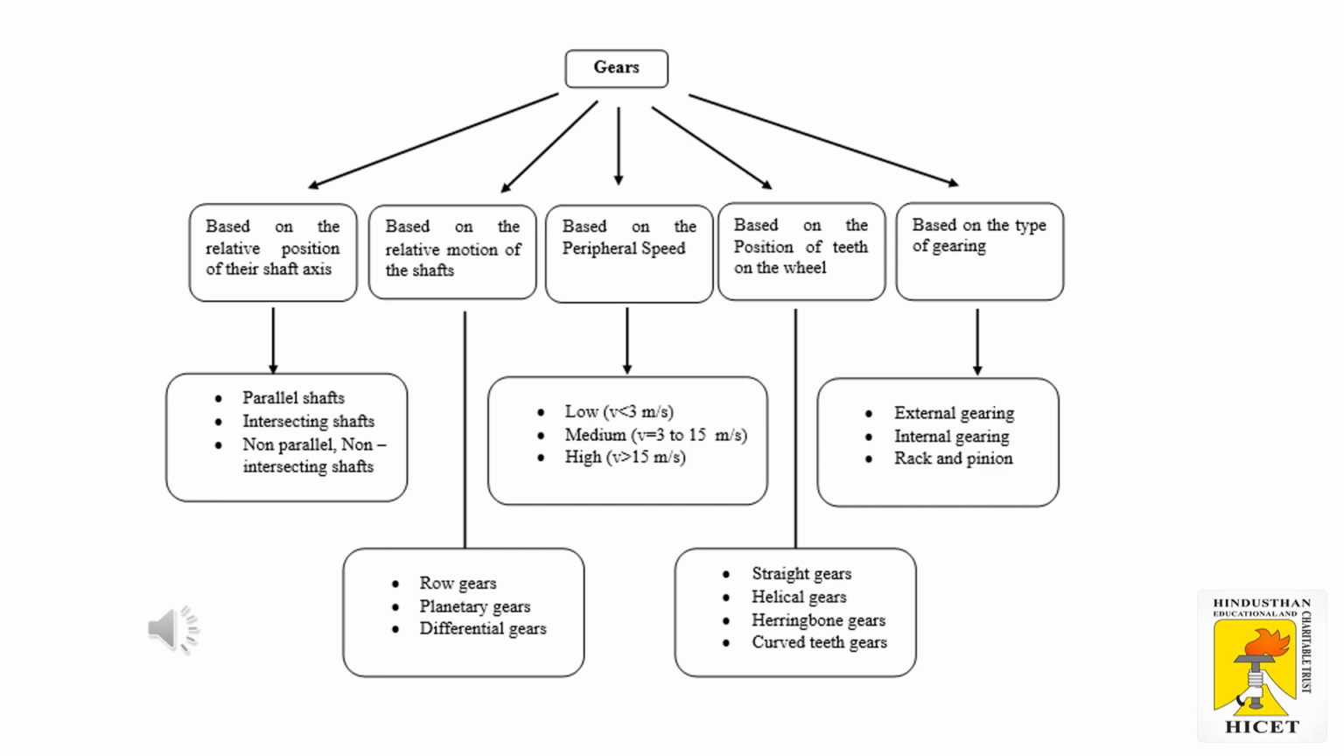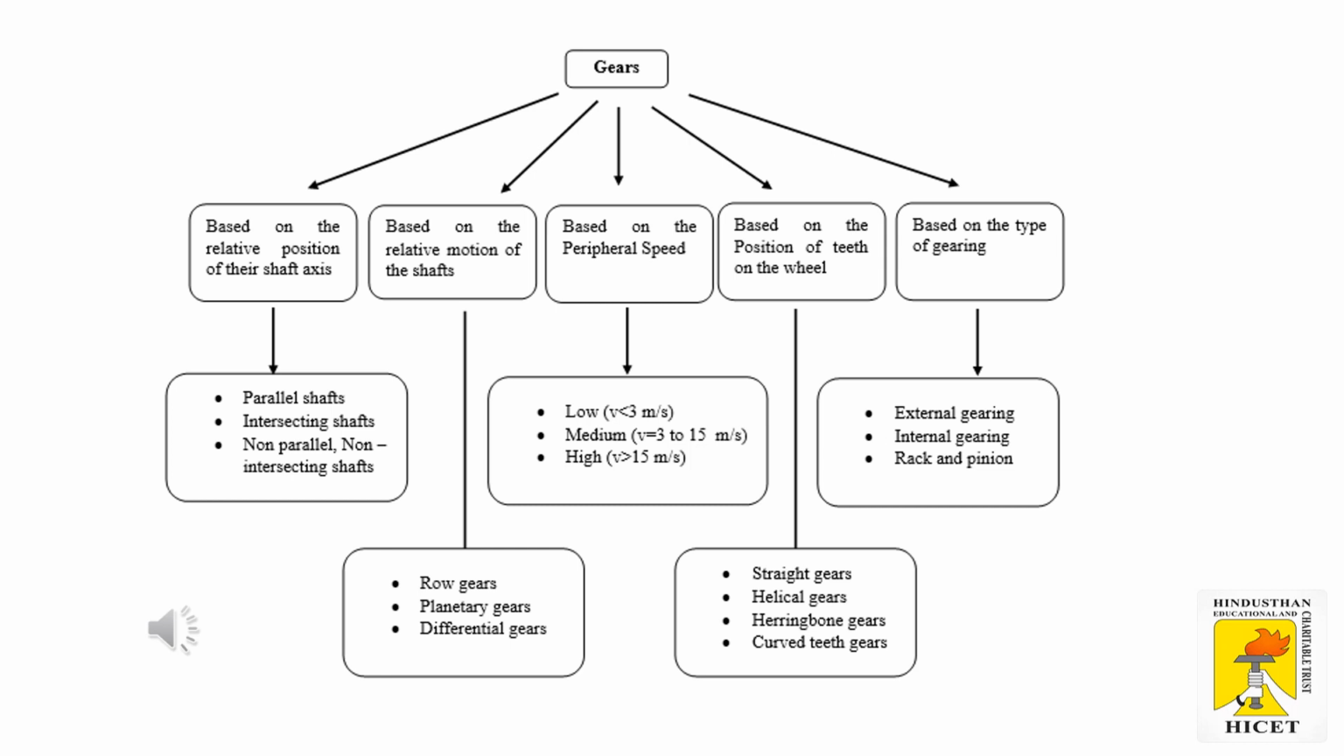According to the relative position of the shafts, gears can be classified into three types: parallel shafts, intersecting shafts, and non-parallel, non-intersecting shafts. According to the relative motion, gears are classified into three types: row gears, planetary gears, differential gears. According to the peripheral speed, gears can be classified into three types: low speed gear, medium speed gear, high speed gear.